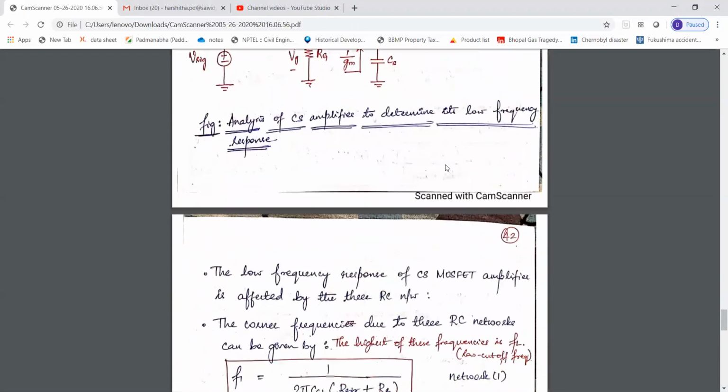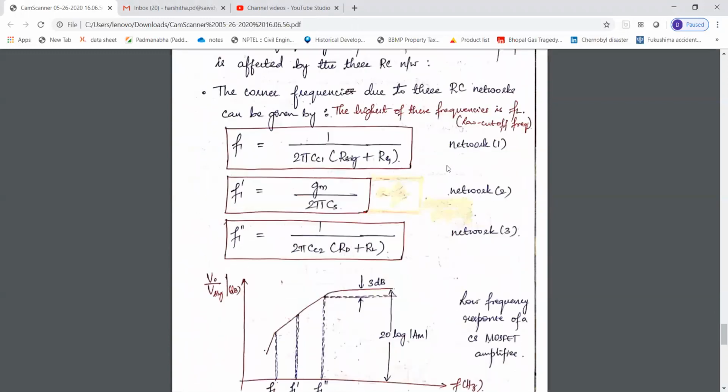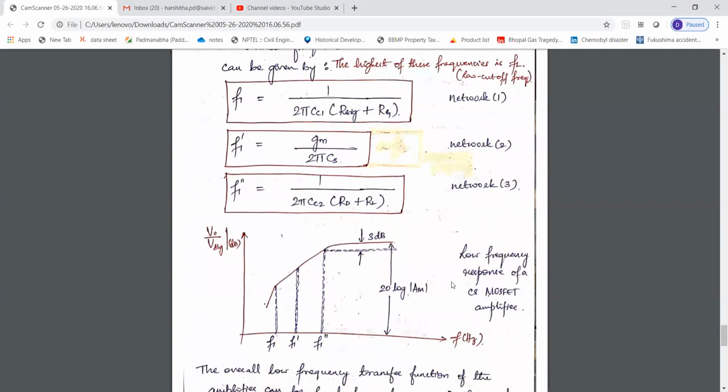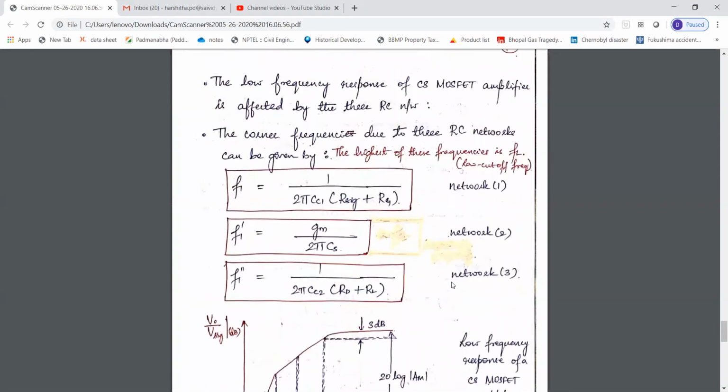And next, the frequency response of a common source amplifier in its lower band, if you zoom in, will be as shown. The gain will gradually increase. The low cutoff frequency is mainly affected by the three RC networks that are present in the circuitry. So what are the three RC networks?